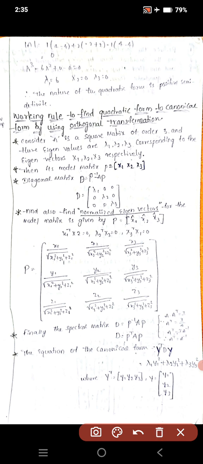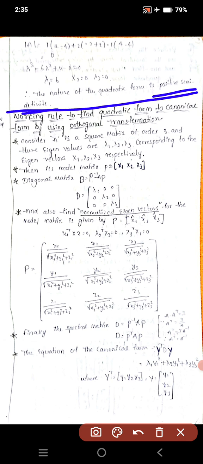So here one eigenvalue is positive, the remaining are 0 terms. The nature of the quadratic form is positive semi-definite. Remember this one.